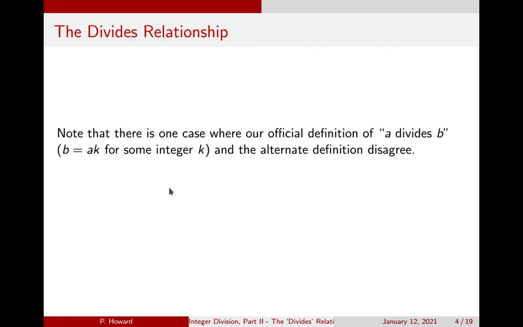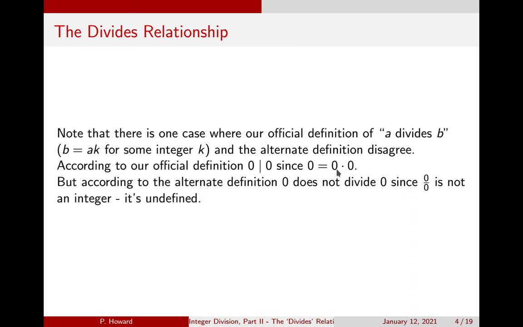There is one case where the official definition differs from the alternate definition. That's the case where a and b are both 0. So according to the official definition, 0 divides 0, because you can factor 0 into 0 times 0. You can factor 0 into two integers, one of which is 0. According to the alternate definition, 0 does not divide 0, because 0 over 0 is not an integer, it's undefined.